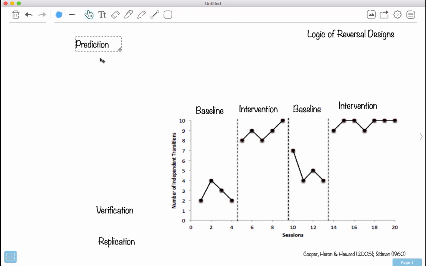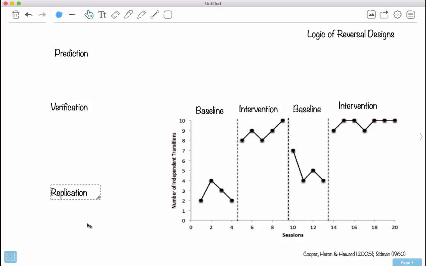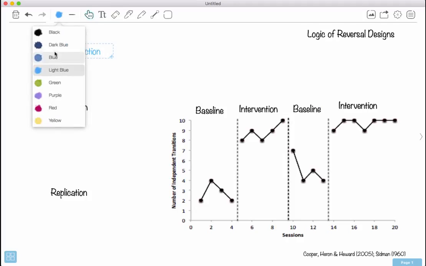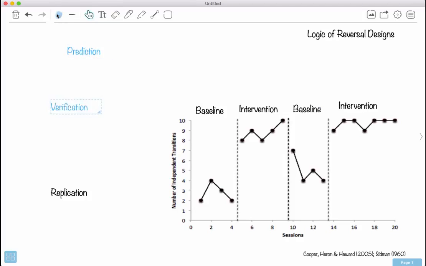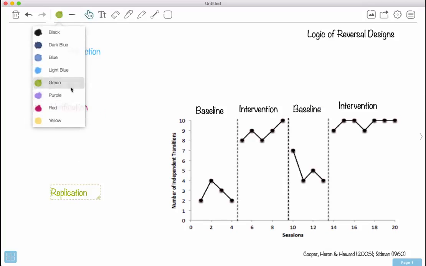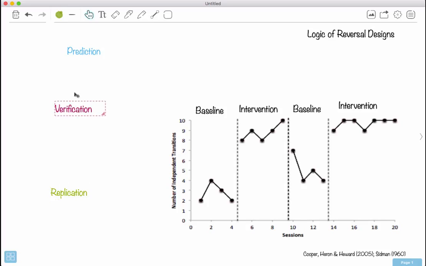And so I'm going to delete these now, and we're going to talk about the three components of baseline logic, which are prediction, verification, and replication. So the first thing that we have here is prediction, and I'll talk about that one first. I'm just going to highlight these in different colors to help us as we look at some things here. So again, this initial baseline here is prediction, and what it's doing is telling us how the behavior would likely continue if we did not intervene.